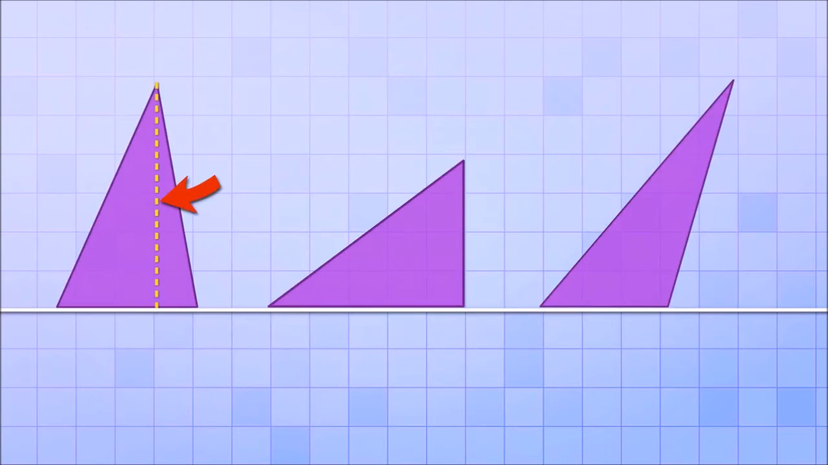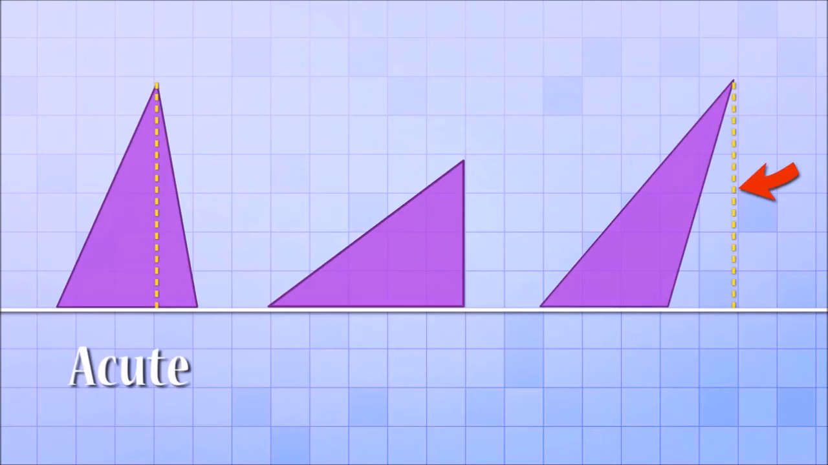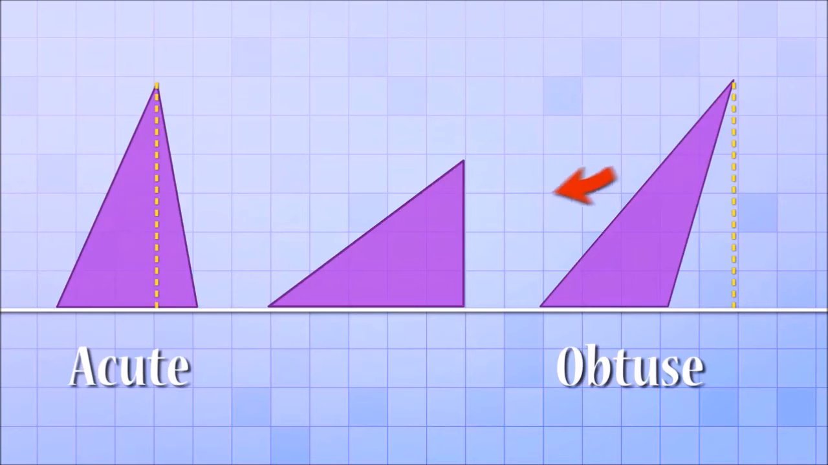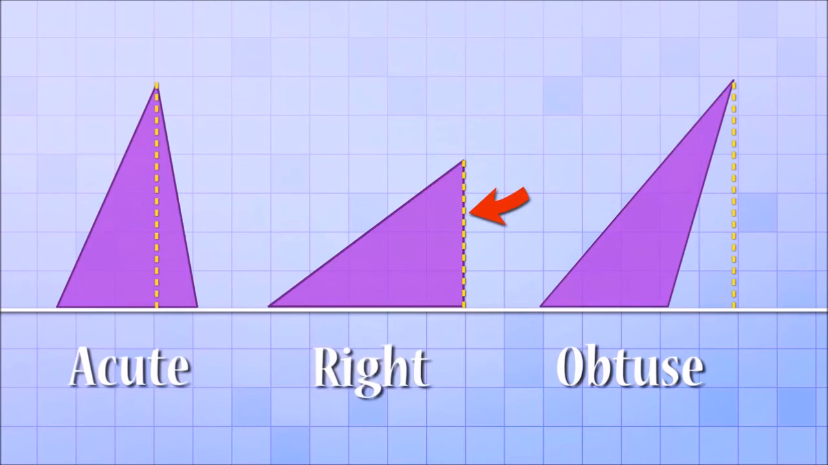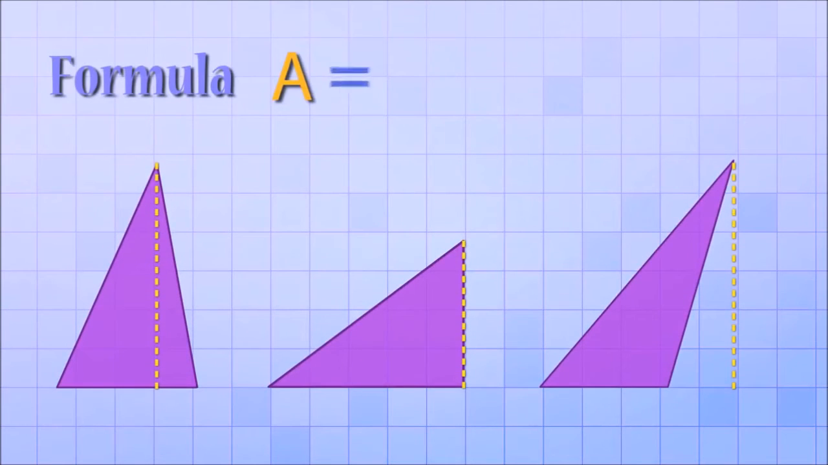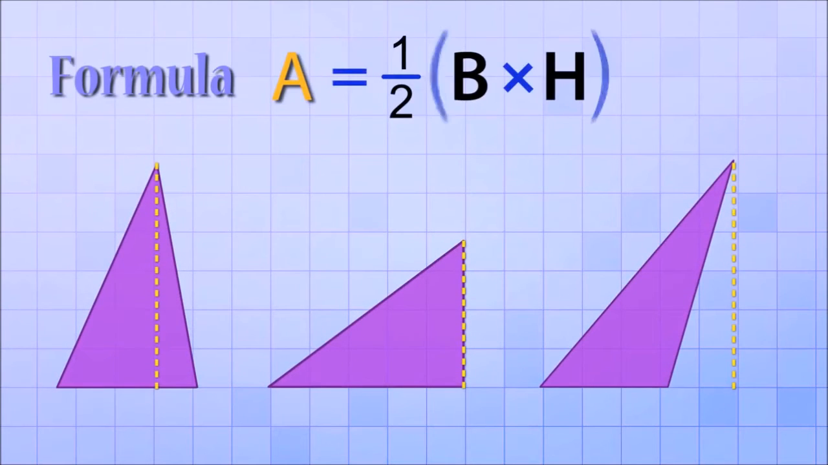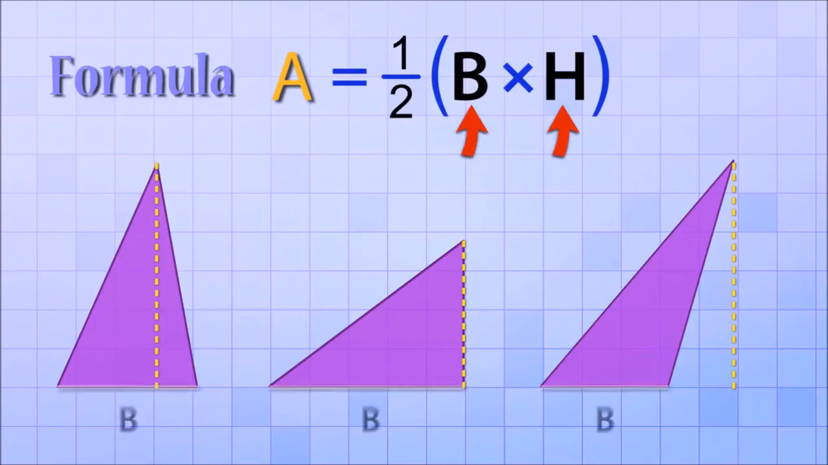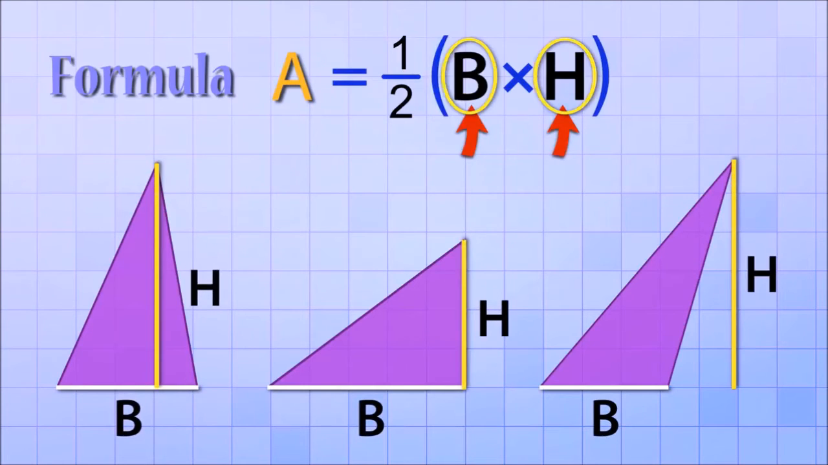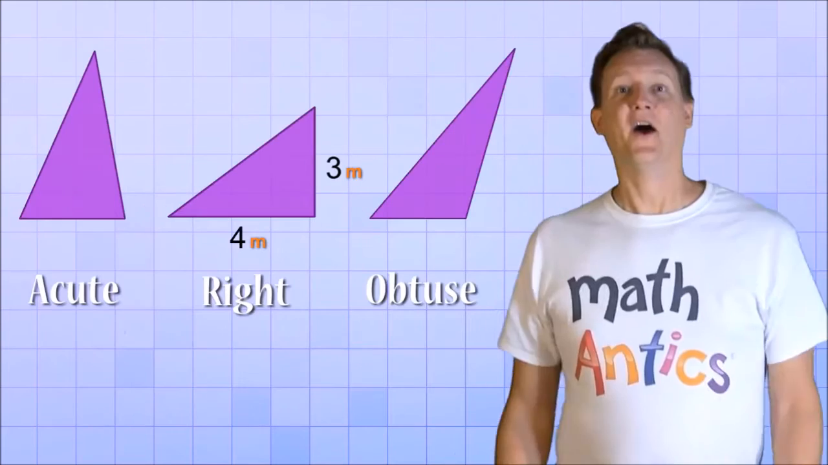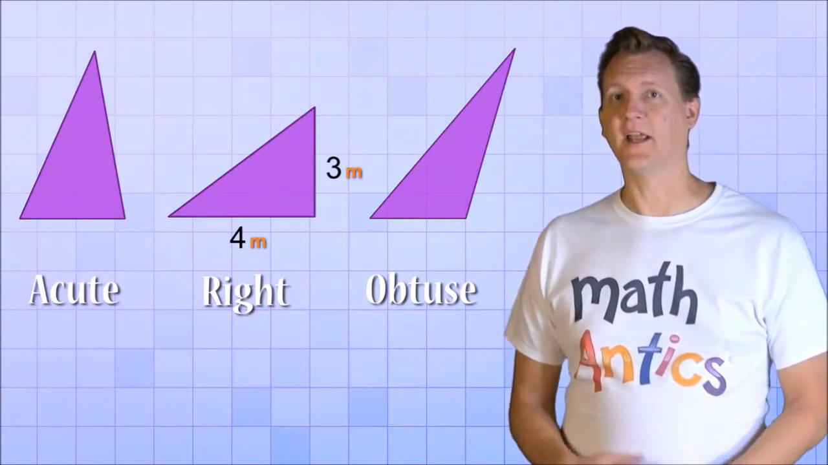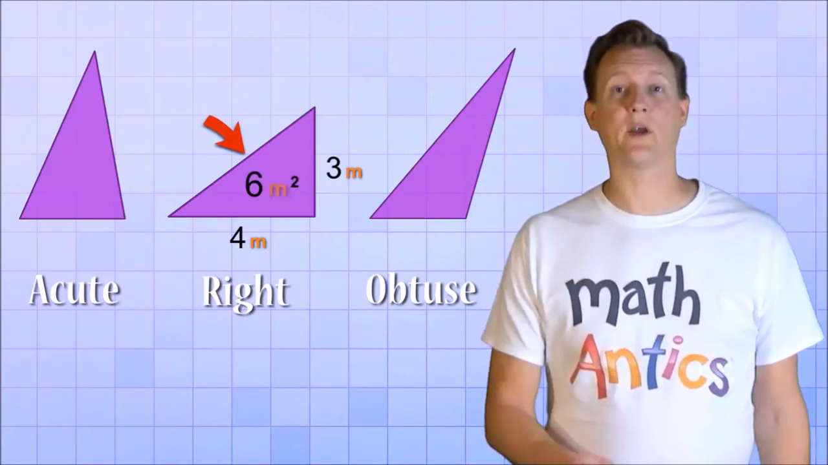Sometimes the height line is inside the triangle, like with an acute triangle. And sometimes it's outside the triangle, like with an obtuse triangle. And sometimes it lines up exactly with one of the triangle sides, like with right triangles. But no matter where it is, the formula for finding the area of any triangle is the same. Area equals 1/2 base times height. So if we know these 2 measurements, base and height, we can just plug them into our formula to calculate the area. Okay, we already figured out that the area of this right triangle was 6 square meters.